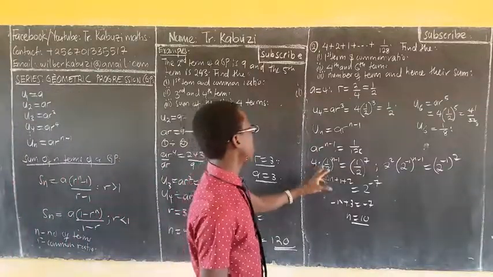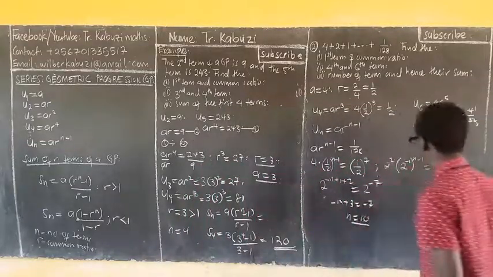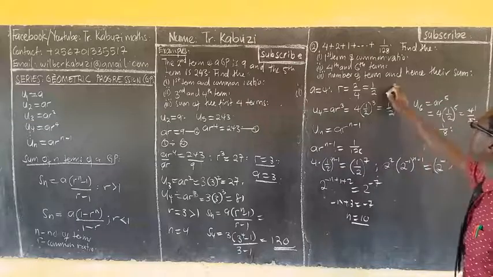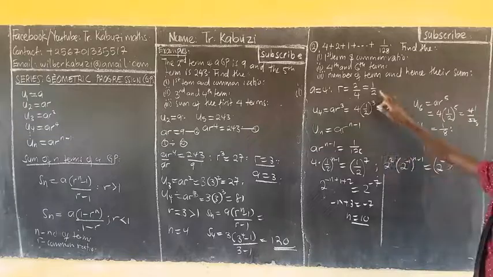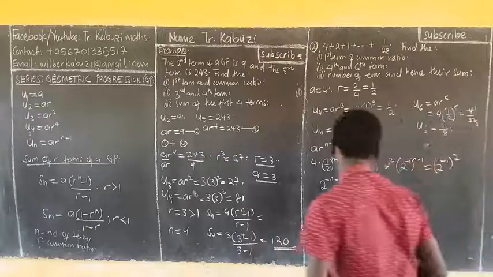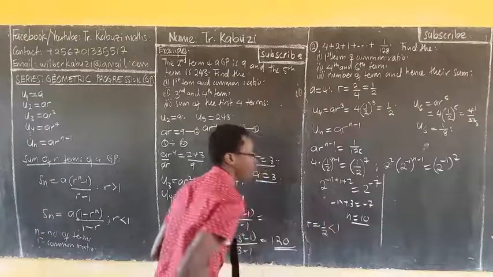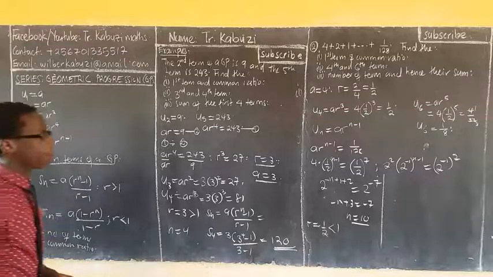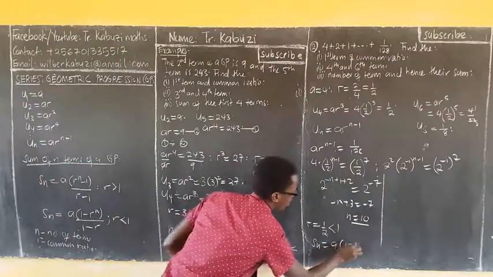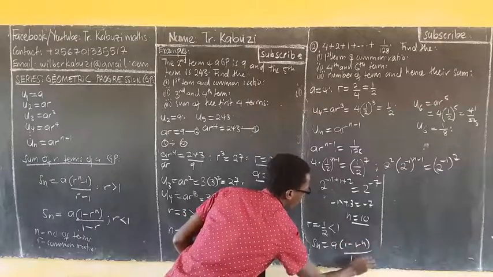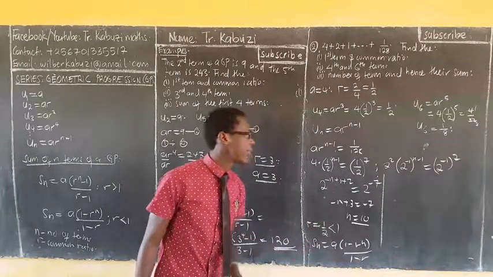Or from here, I could easily divide it through by 4. It's up to you, there are many methods of doing this. Now they're asking me also to get the sum of those n terms. My r is equal to a half, but this half is less than 1. So we are going to use this formula: Sn equals a into 1 minus r^n over 1 minus r. I'm quoting this because the common ratio is less than 1. If it's less than 1, this is the formula we use.